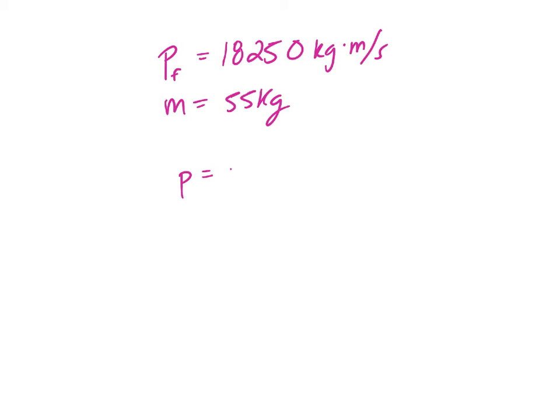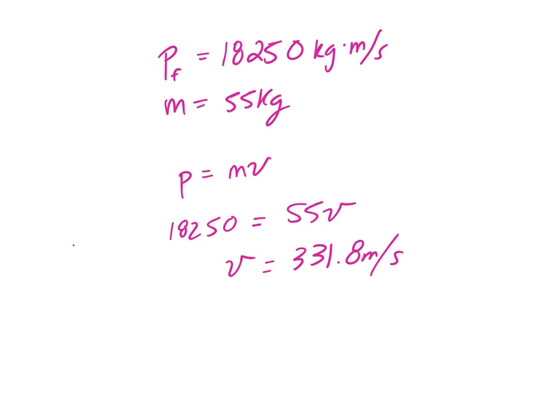We could just do p is equal to mv. So we have 18250 is equal to the mass, which is 55, times the velocity. So the velocity we get, how fast is she going? This is very fast, 331.8 meters per second. I think the speed of sound is 343 meters per second. So she's bombing along. Awesome.